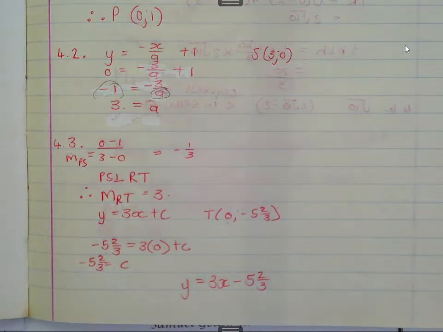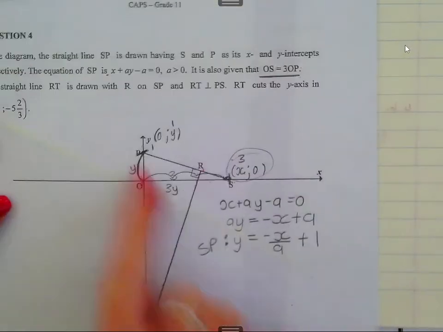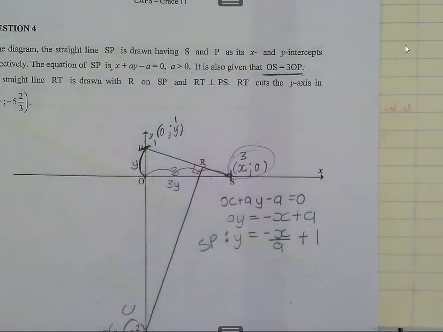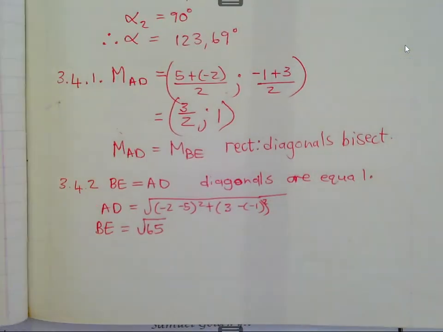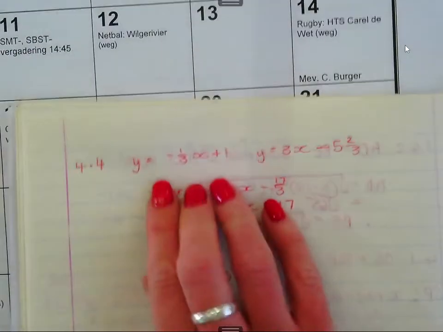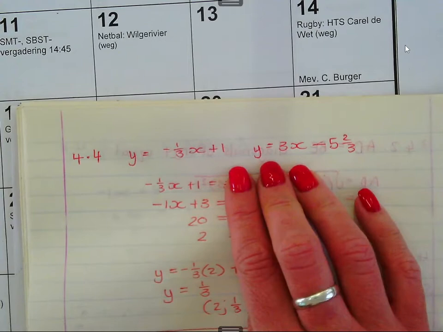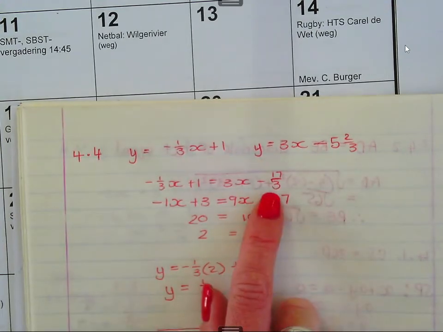Next, we had to calculate the coordinates of R, the point where PS and TR meet. So there's PS, there's TR. How do we calculate the point of intersection? We let the two equations be equal to each other. So the two equations that I have were negative a third x plus 1 and 3x minus 5 and 2 over 3. So I just let them be equal to each other.